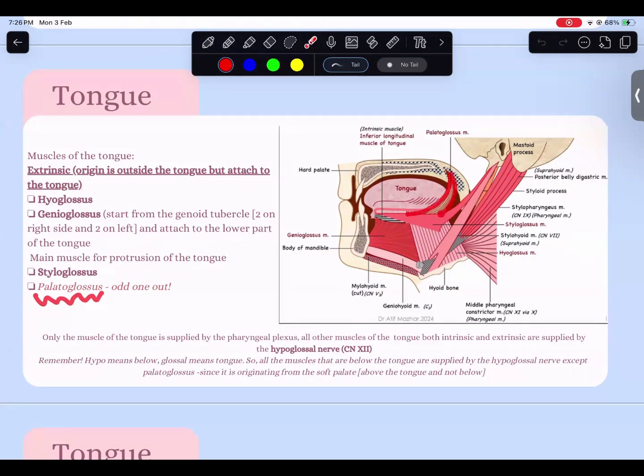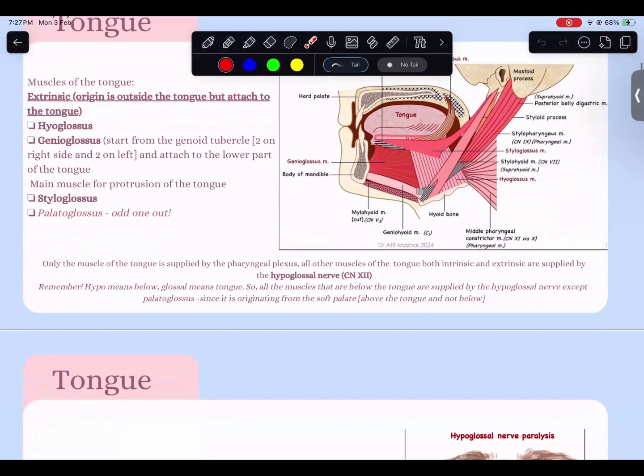because it's going to the palate, so it's above the tongue, not below it, whereas all the other muscles are usually coming and attaching to the tongue from below it, right? So that is why it's supplied by other nerves. Whereas all of these three are supplied by hypoglossal nerve. Okay, genioglossus is super important to remember.